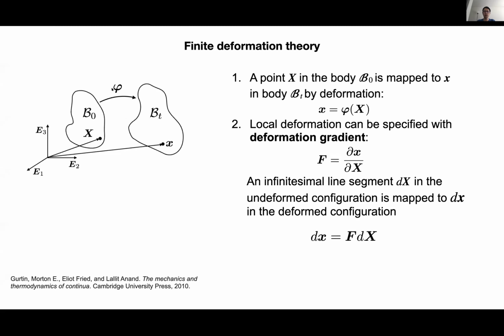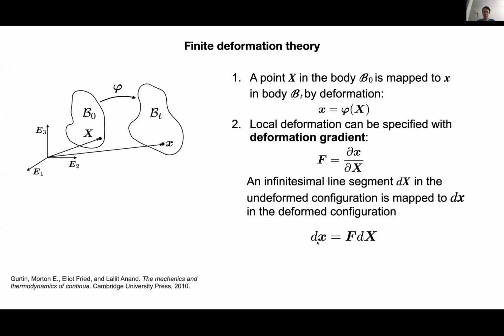So this mapping phi basically maps every point, capital X, in the undeformed configuration to the corresponding point in this deformed configuration. And locally, we have this deformation gradient F, which is like a second order tensor, and it specifies the local deformation. So the meaning of it is just like a linear mapping, which maps an infinitesimal line segment from the undeformed configuration to the corresponding line segment in the deformed configuration.